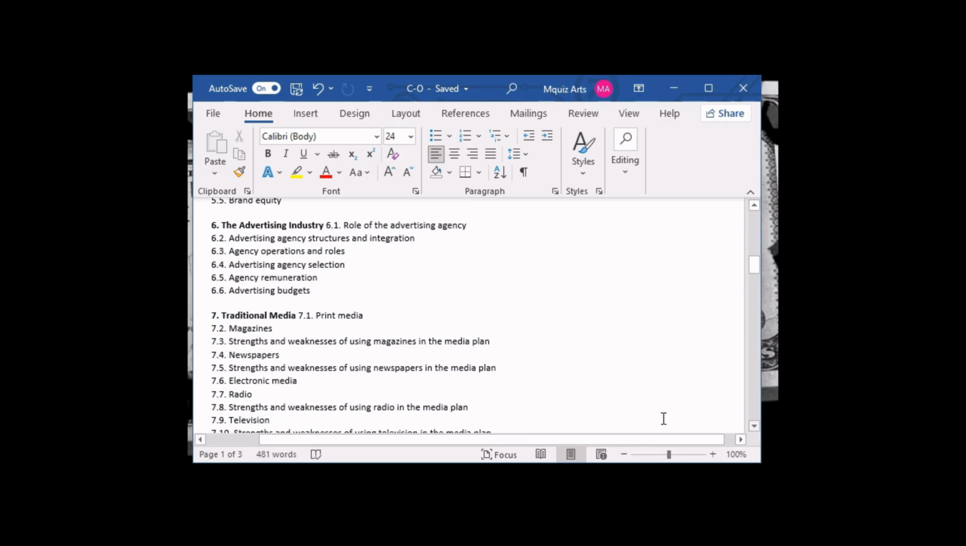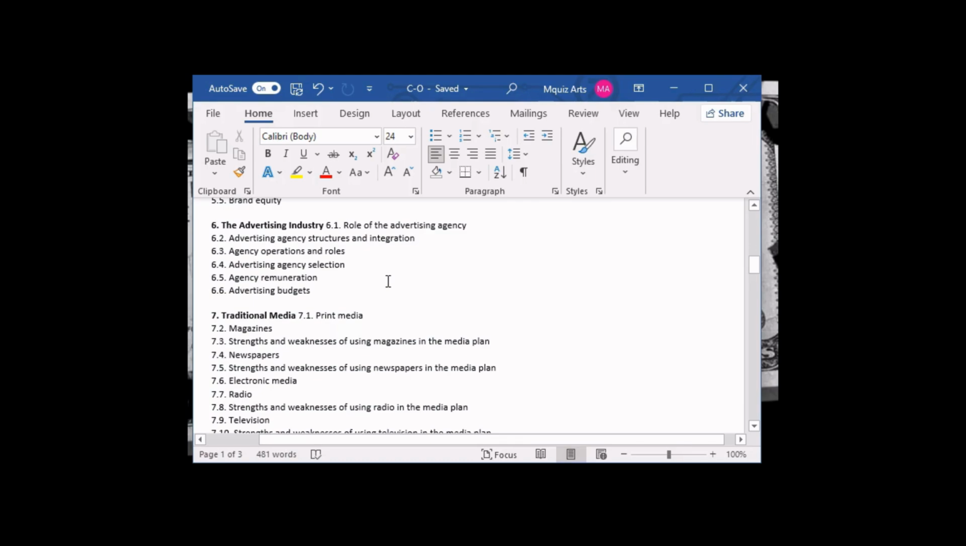Let's head to topic 6. Topic 6 is about the advertising industry. 6.1 talks about the role of the advertising agency. 6.2 talks about advertising agency structures and integration. 6.3 talks about agency operations and roles. 6.4 talks about advertising agency selection. 6.5 entails agency remuneration, and 6.6 checks on advertising budgets.